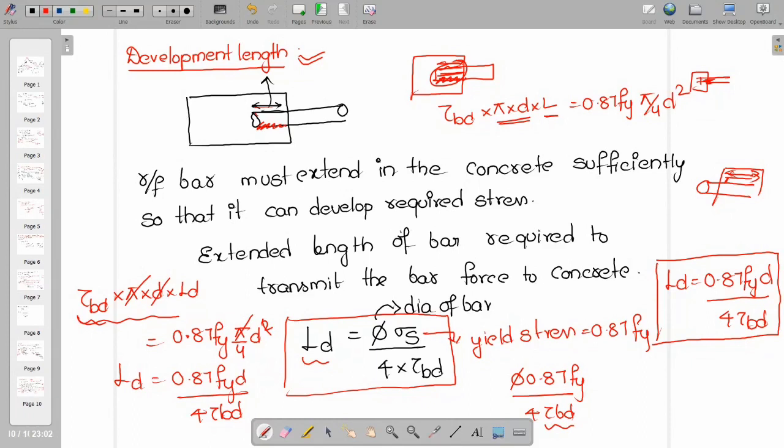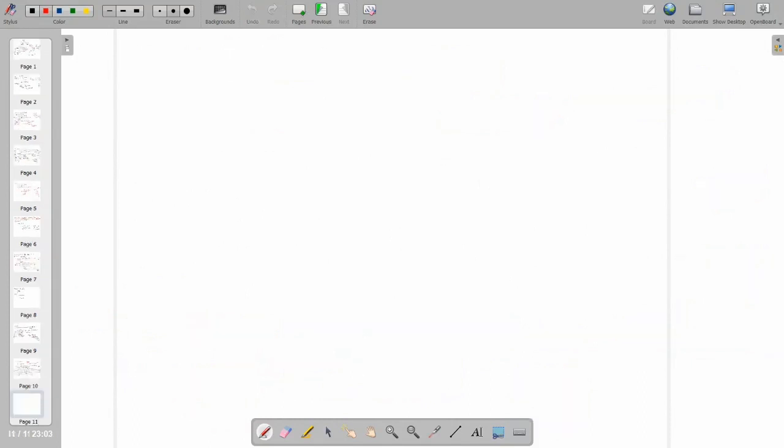Now, students, we have a very important thing here. We also have to discuss an important concept now. Suppose, what is tau BD, students? Tau BD is nothing but bond stress.